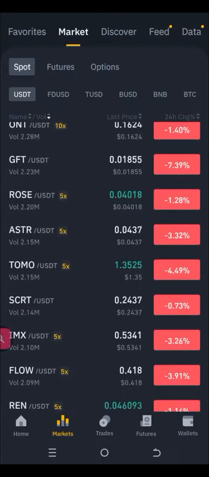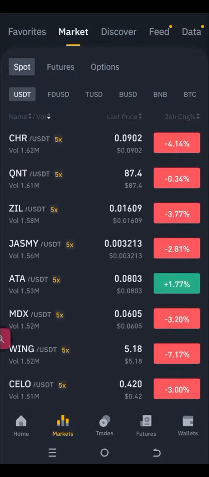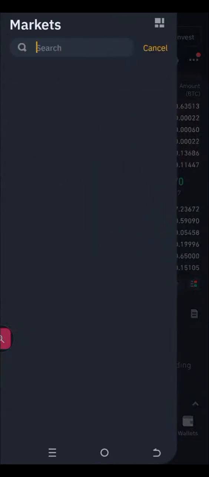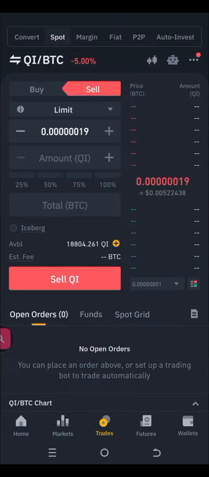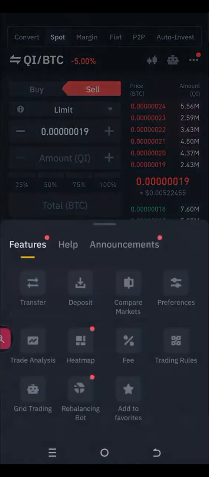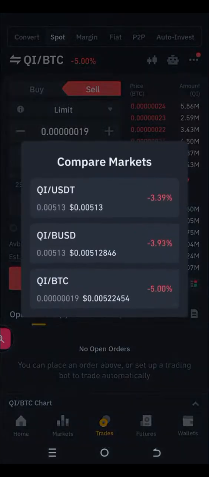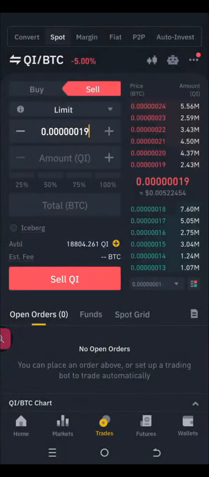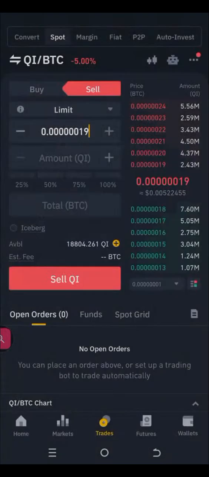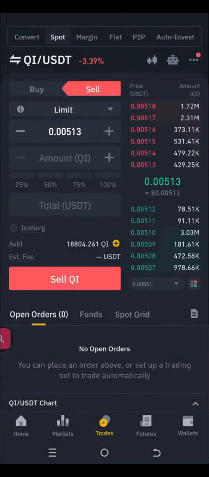It's almost 90% red. And so in that case, we'll definitely have to set a sell limit. Normally, we'll set a sell limit, and that's all we're going to do. So let's go and check. We're just going to have to wait. Oh no, this is QIBTC. Let's go back to QIUSDT. So we're going to set a sell limit and just wait for it to execute.